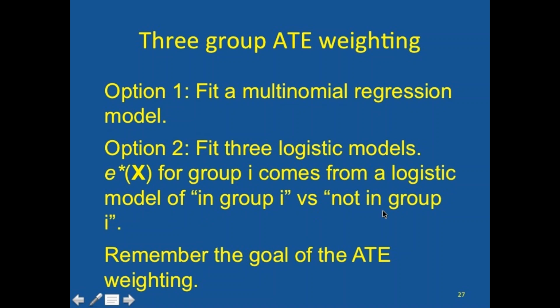For the people in group I versus not in group I, it's going to take the people in group I, and just like it would in the 2-group case, if we only had 2 exposures, it's going to morph that particular group to fit the group as a whole. In the 2-group case, it takes group 1s and morphs them to look like the whole cohort, and then it takes group 2s and morphs them to look like the whole cohort. And so these weights are going to do exactly what we want for the ATE.